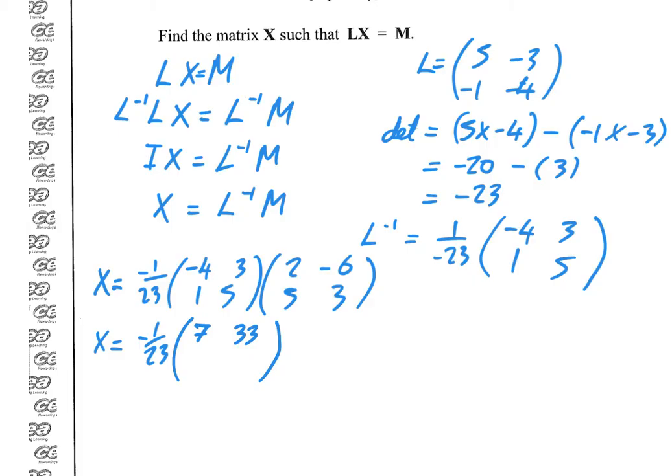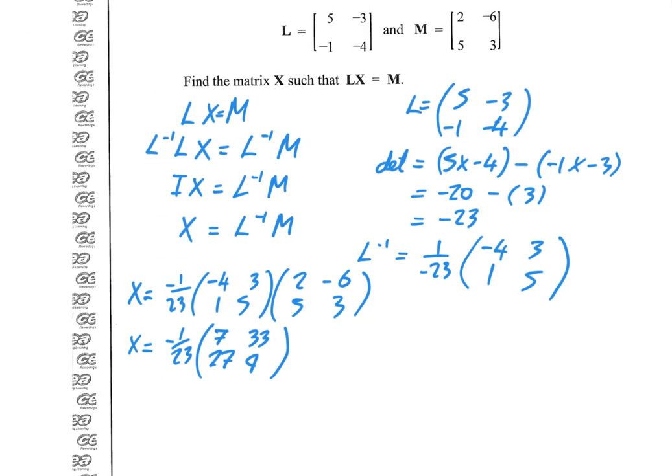And then you're going to have the bottom row, so this is second row, first column, so 1 times 2 plus 5 times 5, which works out to be 27. None of these are working out particularly nicely. And then 1 times minus 6 plus 5 times 3, and that works out to be 9. So that's what we have got.